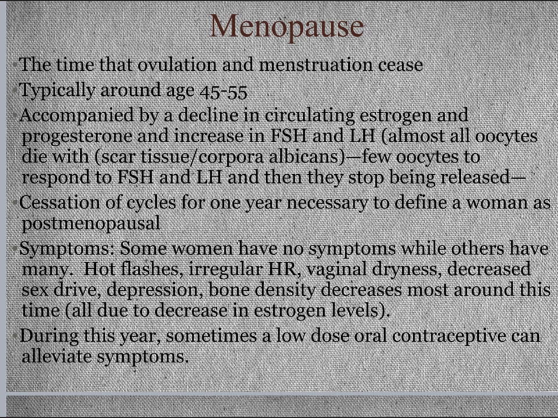It is accompanied by a decline of circulating estrogen and progesterone and increases in FSH and LH. So pretty much all of our oocytes die. And this happens because we have scar tissue forming with all those corpus albicans. Few oocytes respond to the FSH and LH, and then they stop being released. Cessation of cycles for 1 year is necessary to define a woman as being postmenopausal.